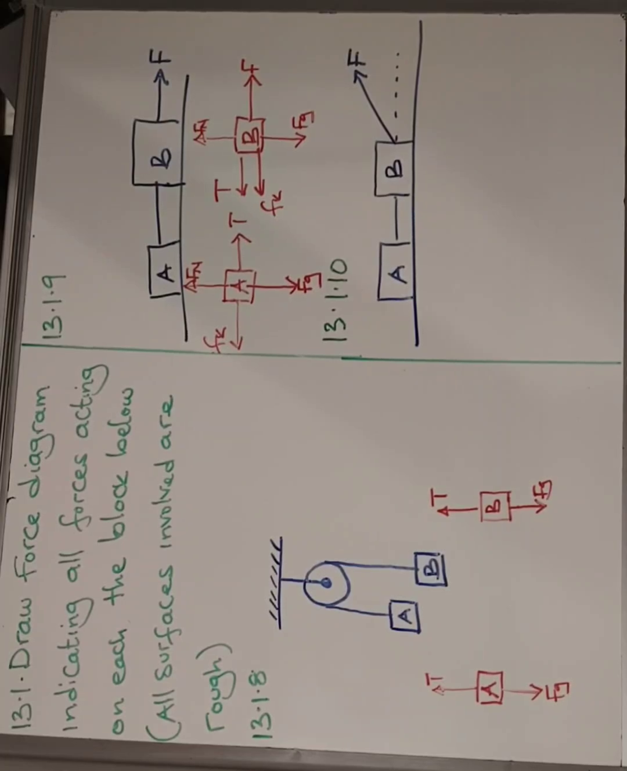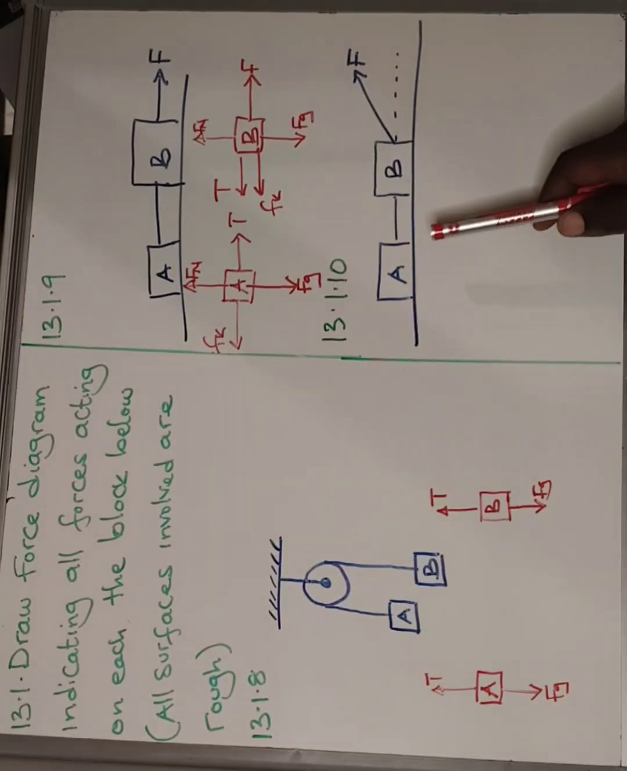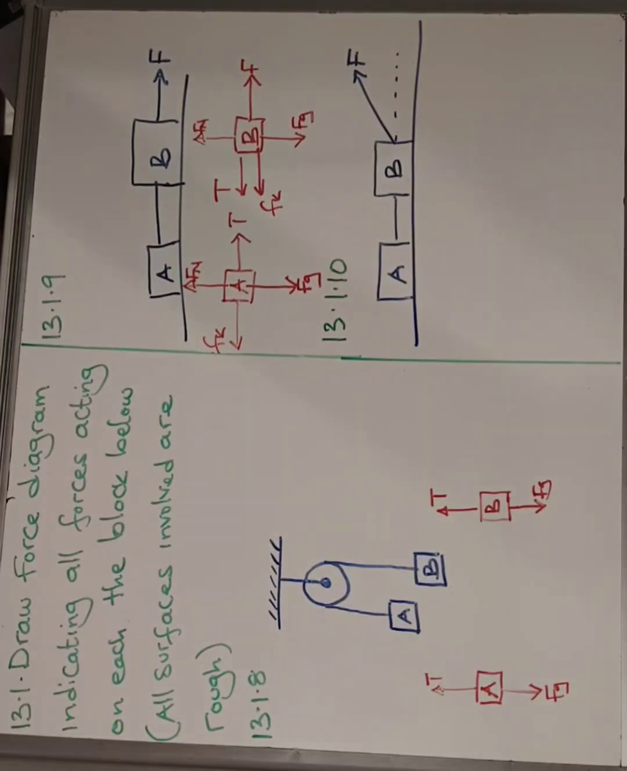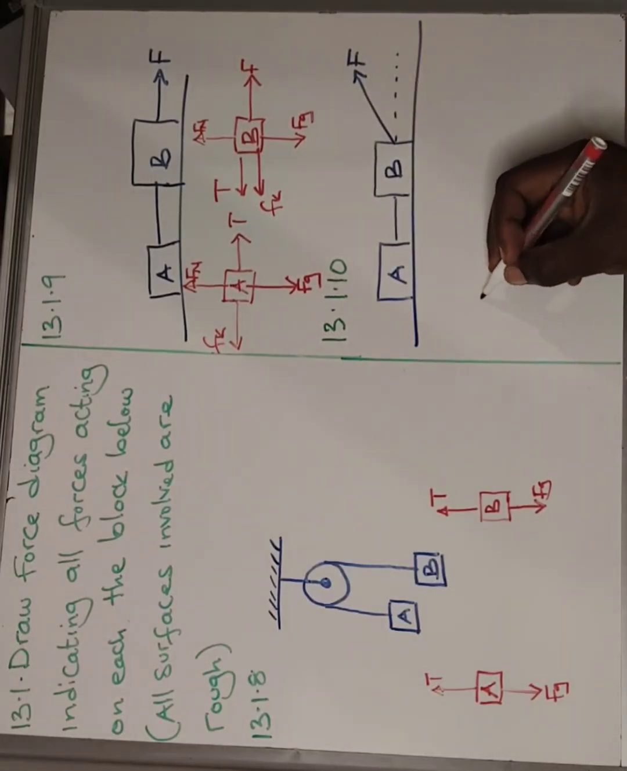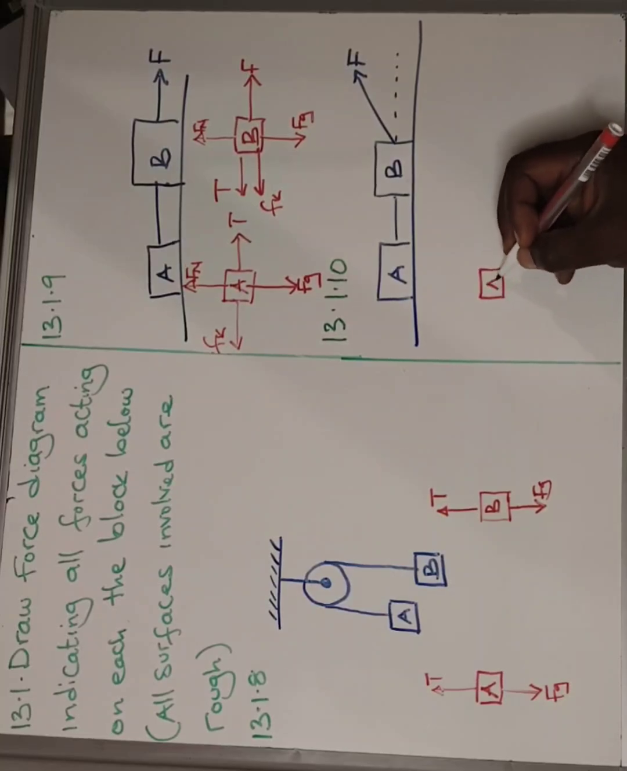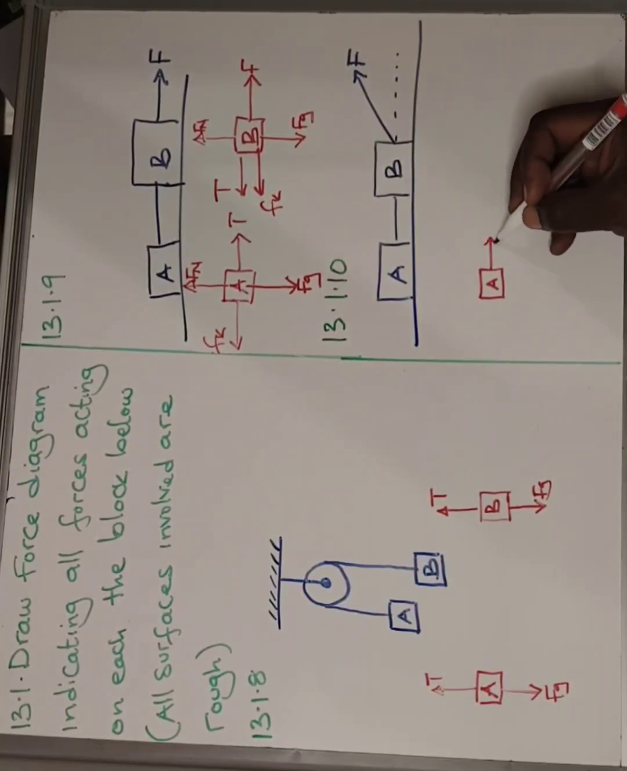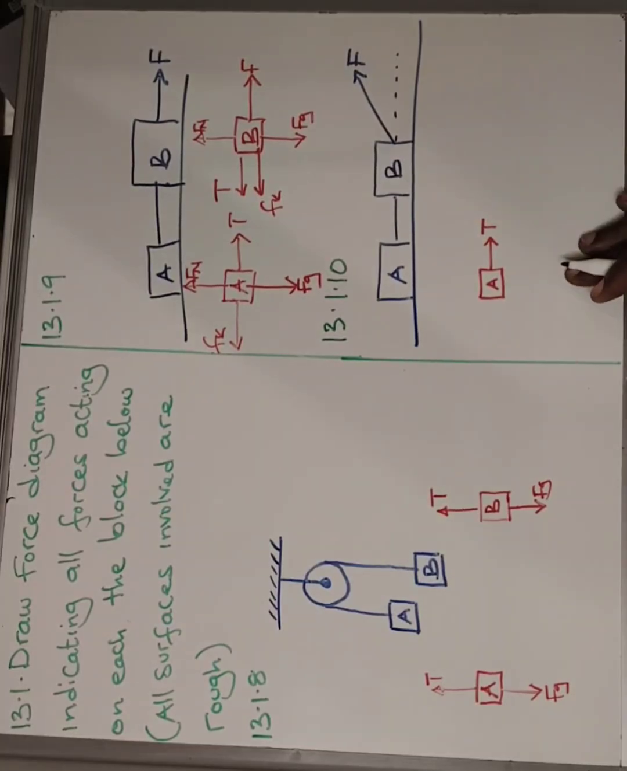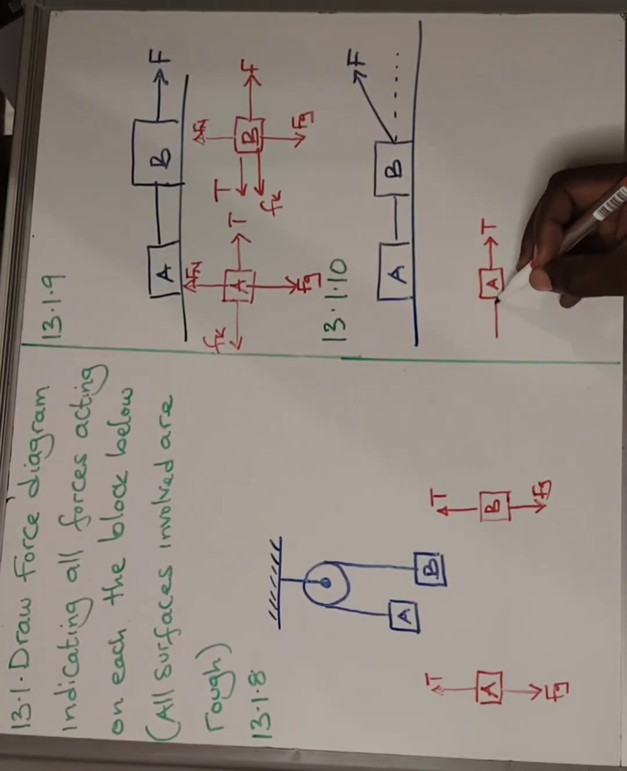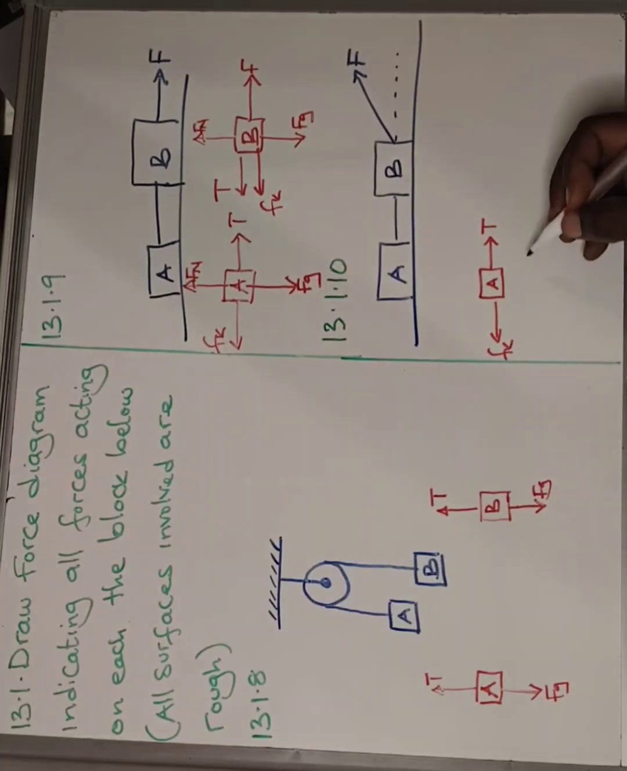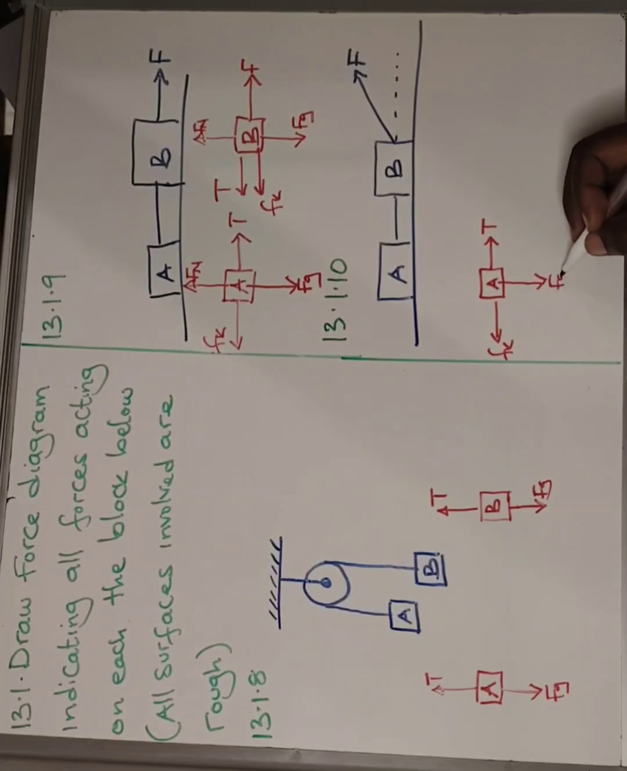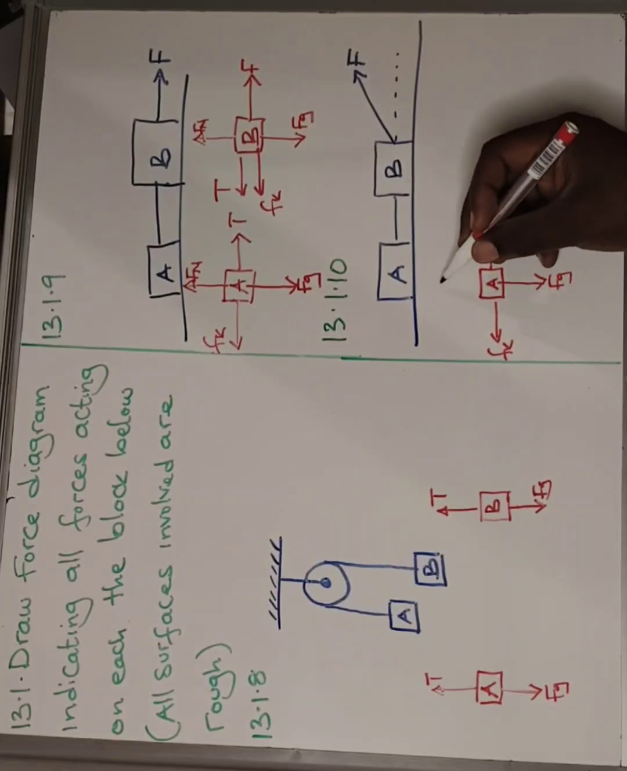So comes this question. What does it want? We need the force diagram of each. Let us look at A. What do we know about A? There's a string, so we have the tension, and the surface is rough, so there is a friction force. There's this traditional Fg, always acting vertically downwards, and it is sitting on the ground, so we have Fn.